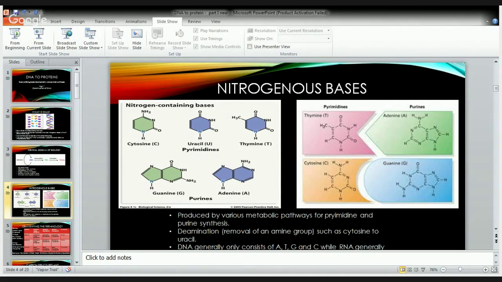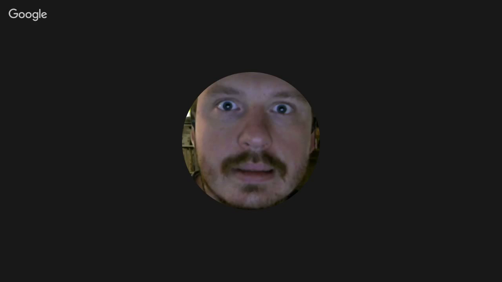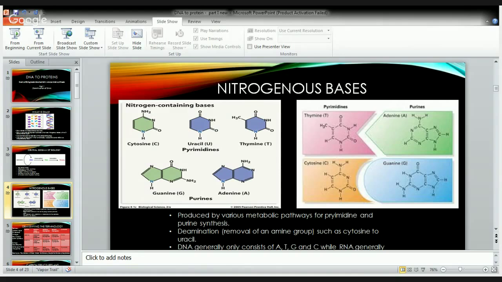So thymine will pair with adenine, and then cytosine will pair with guanine, okay? So these are the basic building blocks we're going to be using to build the DNA: cytosine, thymine, adenine, and guanine. Uracil, again, is only for RNA. So we're going to build it up.